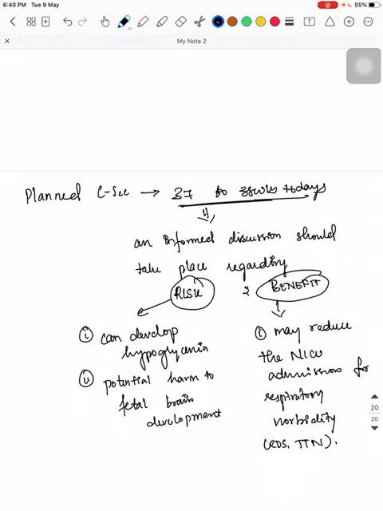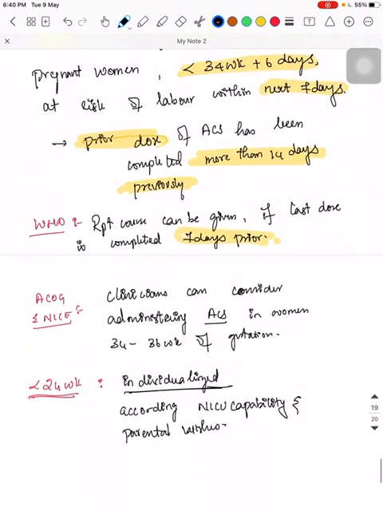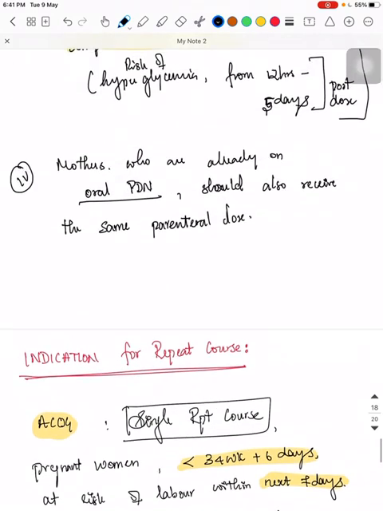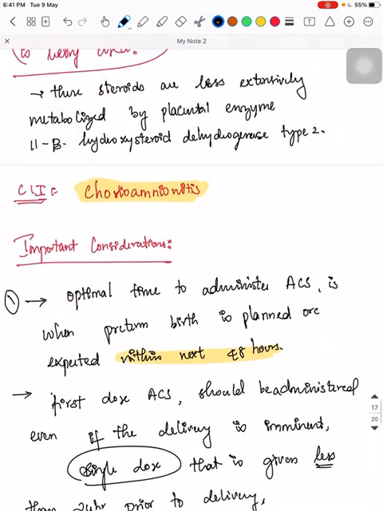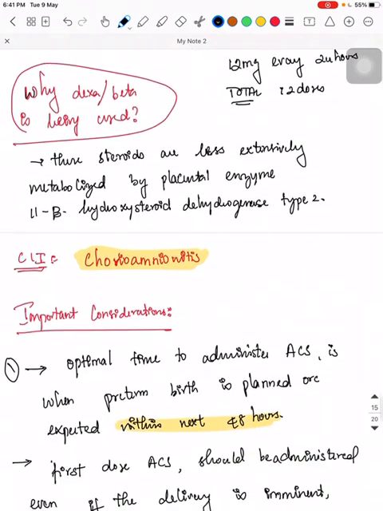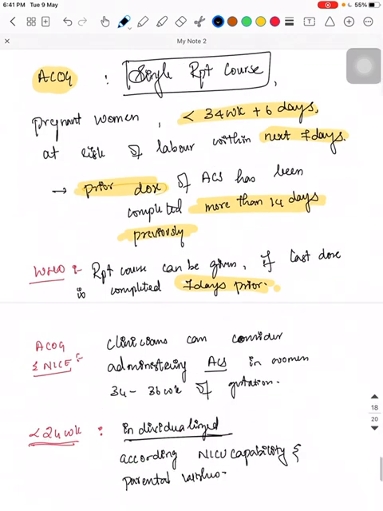So these are the risks and benefits of giving steroids when the woman is between 37 to 38 weeks plus 6 days. So this is about antenatal corticosteroids, their mechanism of action, benefits, indications, contraindications, drug dosage, and the important considerations and indications for the repeat course according to ACOG and WHO.